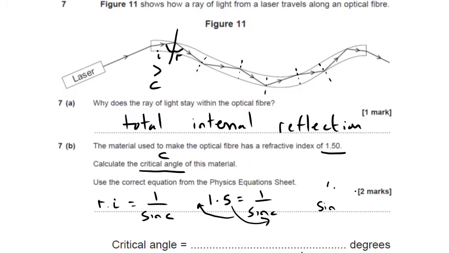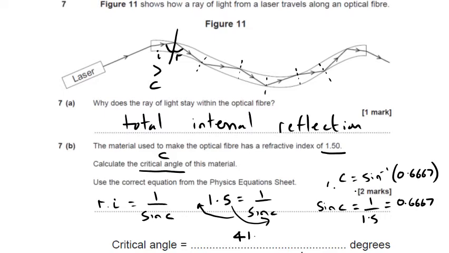sine of the critical angle is equal to 1 over 1.5, which when we do that in our calculators is 0.66 recurring, something around 0.6667. And in order to then calculate what C is equal to, inverse sine, which is just a function on your calculator, of 0.6667. And that gives us C being equal to 41.8 degrees.